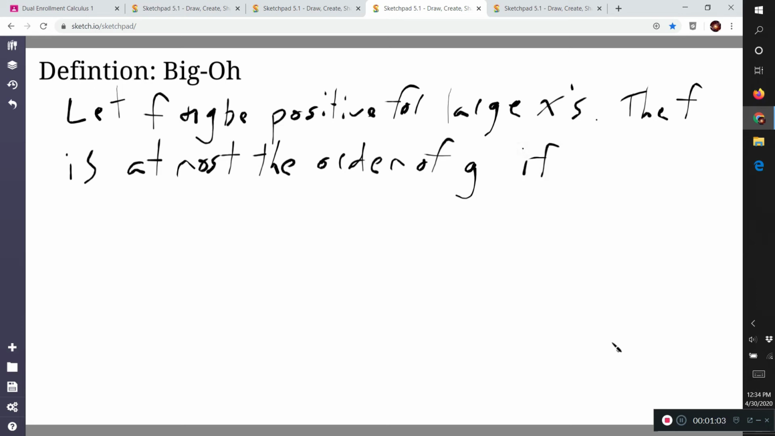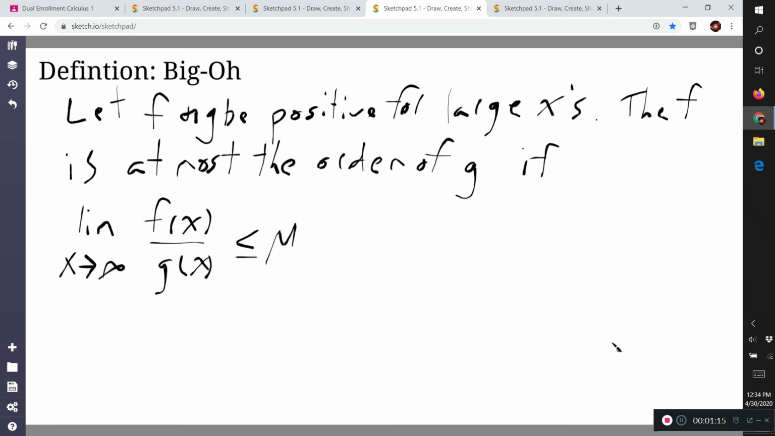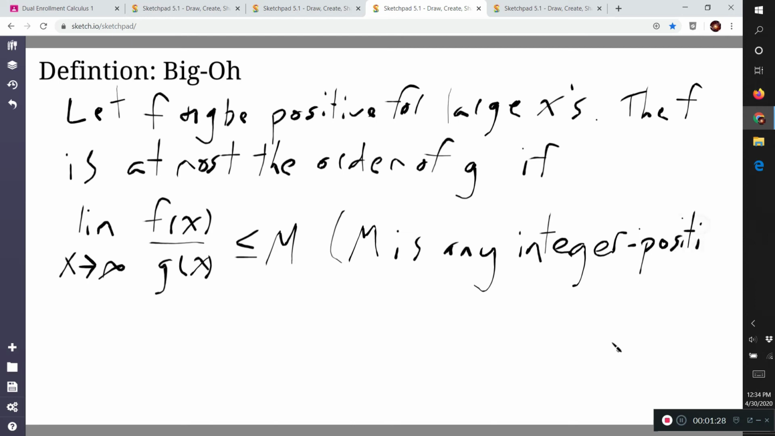If the limit as x goes to infinity of f of x over g of x is less than or equal to m, where m can be any positive integer, and we would write that as f is little o of g.